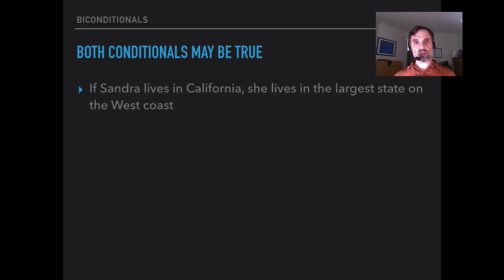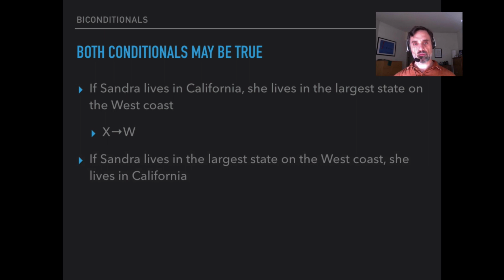So suppose we say if Sandra lives in California, she lives in the largest state on the west coast. Well, that's true. Let's symbolize that as if X then W. So Sandra lives in California will be symbolized by X. Now consider the conditional going in the other direction, what we call the converse. If Sandra lives in the largest state on the west coast, she lives in California. Well, that's true too, and we would symbolize that as if W then X.